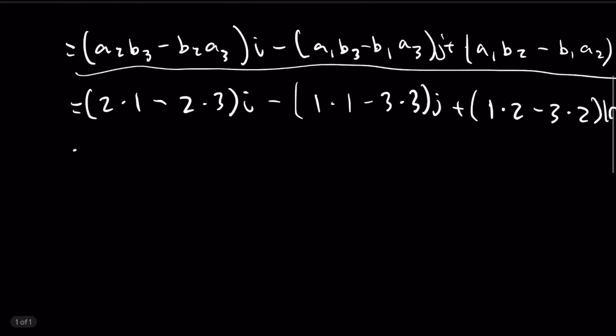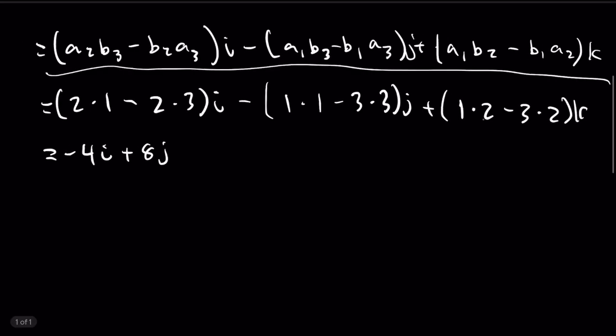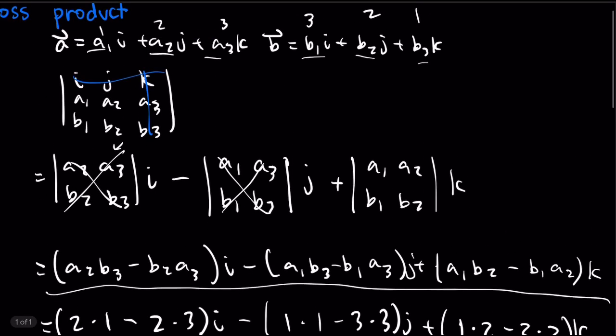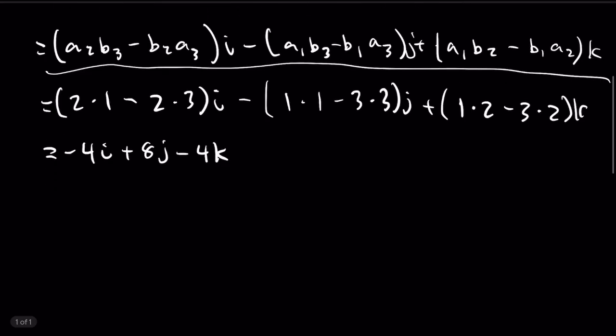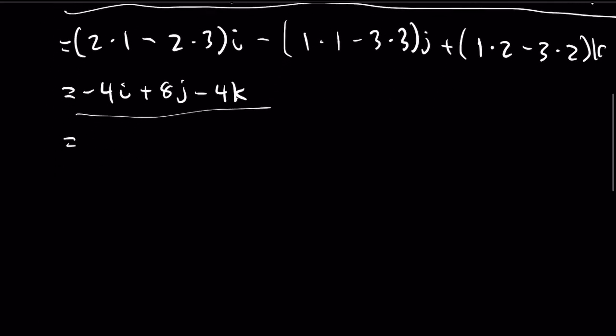And now simplify this. 2 minus 6 will be negative 4i. And then subtract by 1 minus 9, so that's negative 8, so positive 8j. And then plus 2 minus 6 will be negative 4k. So the answer to A cross B is this, and if you want it in component form, it will be negative 4, 8, negative 4.